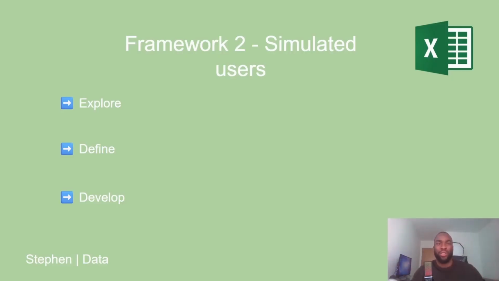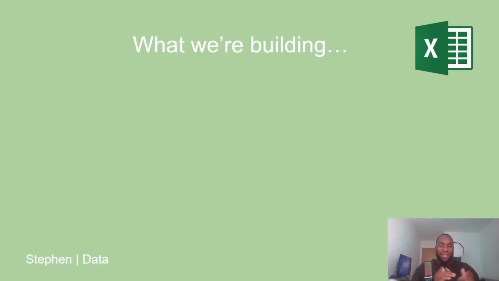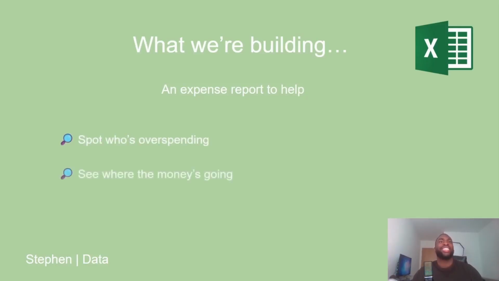Let's dive into today's project. Let's imagine that you've joined a company and your manager asks you, hey, listen, we're spending over our budget this quarter, and I need to know which departments are overspending. I also want to know what we can do about it. So now you're tasked with building an expense report in Excel to help them spot who's overspending, see where the money's going, and make smarter budgeting decisions.